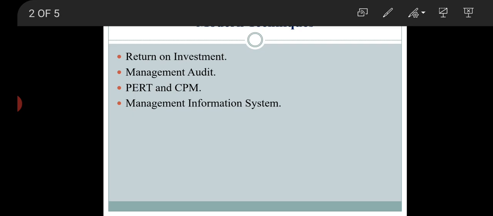So it helps management to update itself and take essential steps which are necessary to remove the deviation or take corrective action.